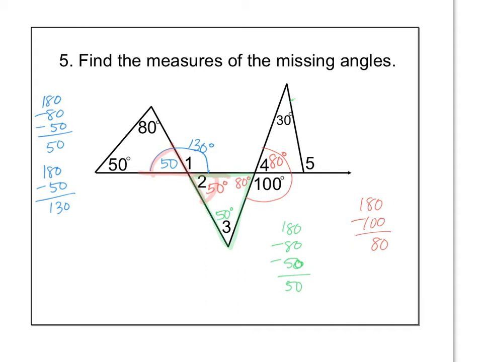So if you do 180 minus the 80 minus the 30, in other words, if you use this blue triangle over here and you subtract the 80 and the 30, then you're left with 70. So 70 is this corner inside, but the 70 and the 5 have to add up to 180. So 180 minus 70 is 110. Angle 5 is 110 degrees.